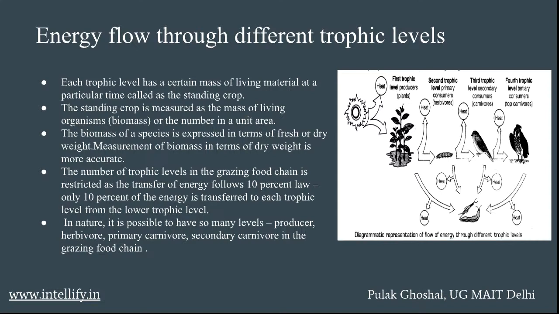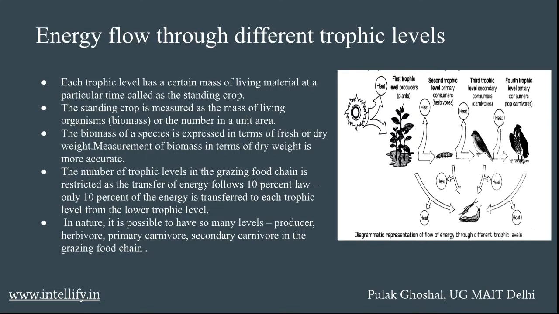Biomass of a species is expressed in terms of fresh or dry weight. Dry weight is more accurate because it has less water content, and more of the energy would be expressed on the exact amount of biomass it has. Next is the number of trophic levels in the grazing food chain. As we know from the 10% rule, 10% of the energy would be transferred to the next trophic level.